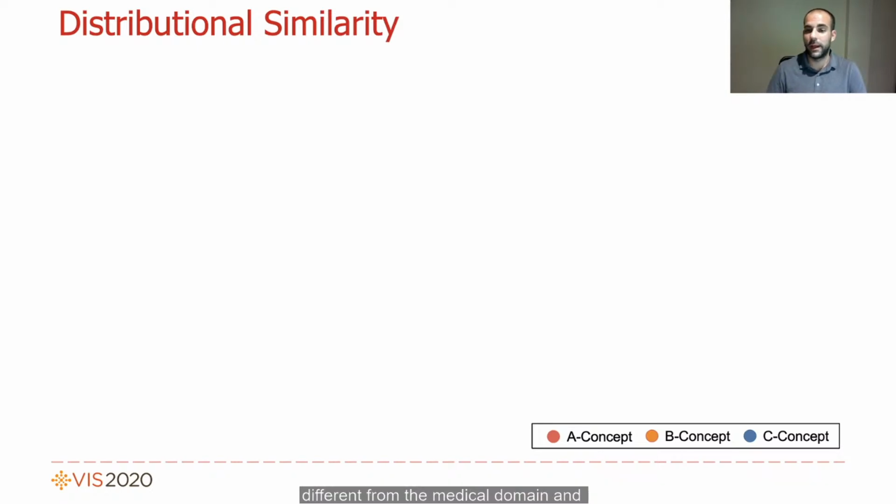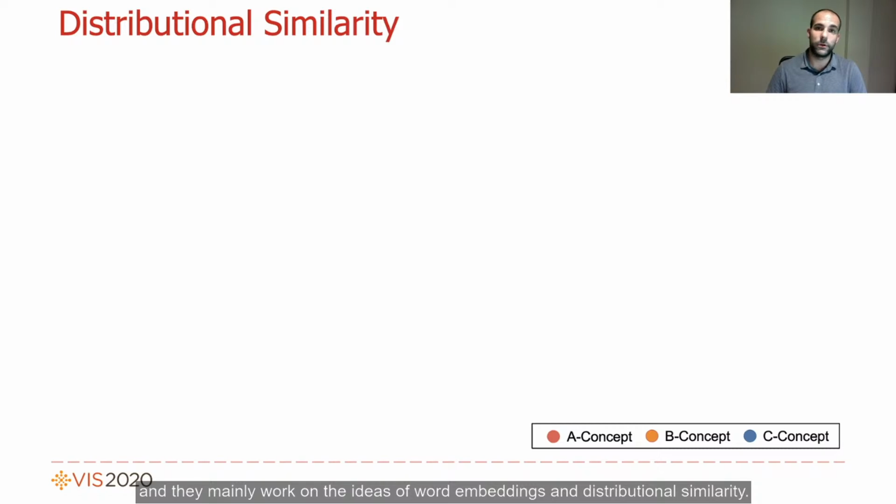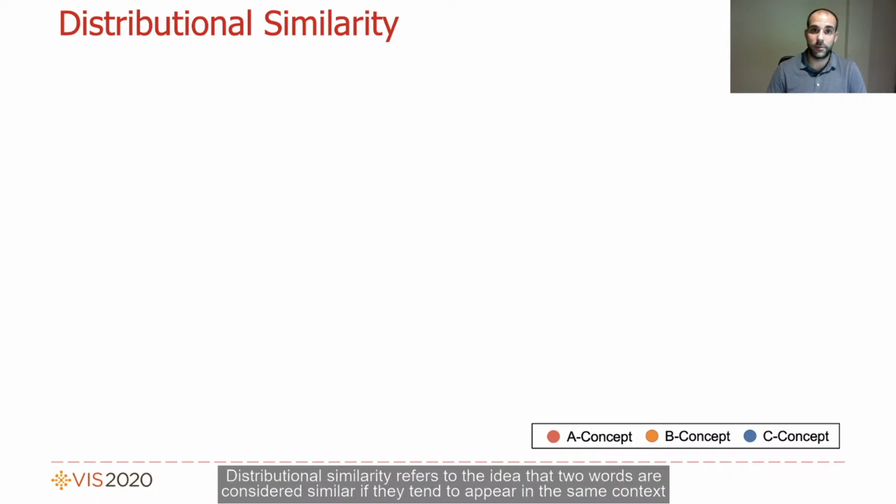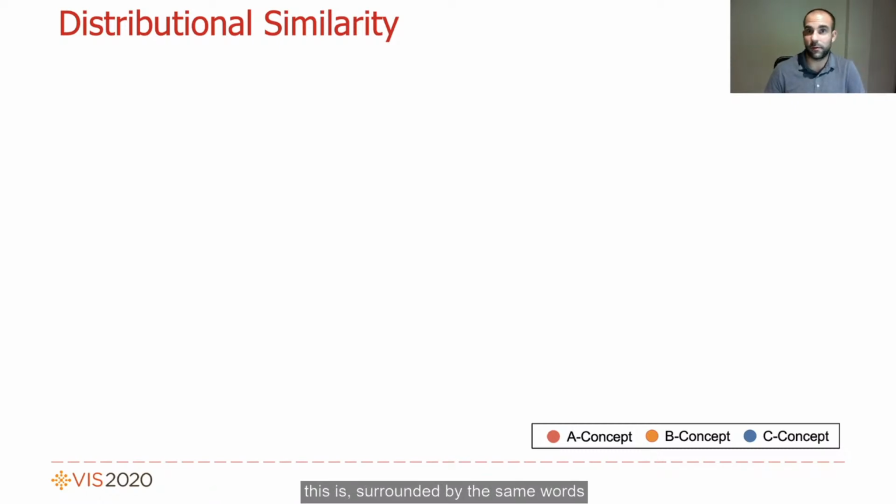So there are current efforts to apply this model to other domains different from the medical domain, and they mainly work on the idea of word embeddings and distributional similarity. Distributional similarity refers to the idea that two words are considered similar if they tend to appear in the same context, that is, surrounded by the same words.